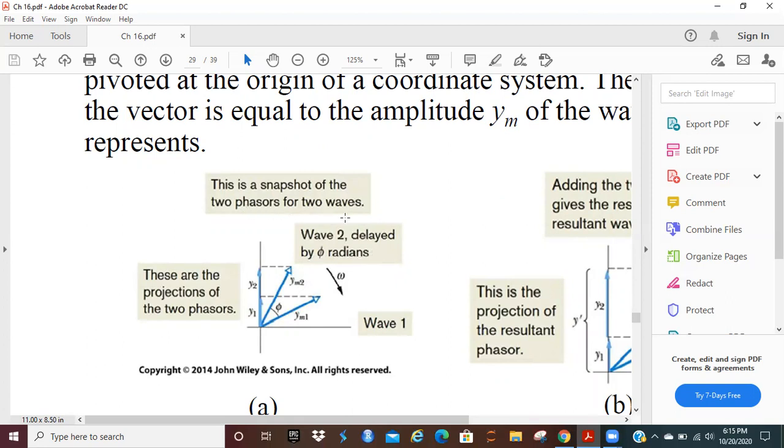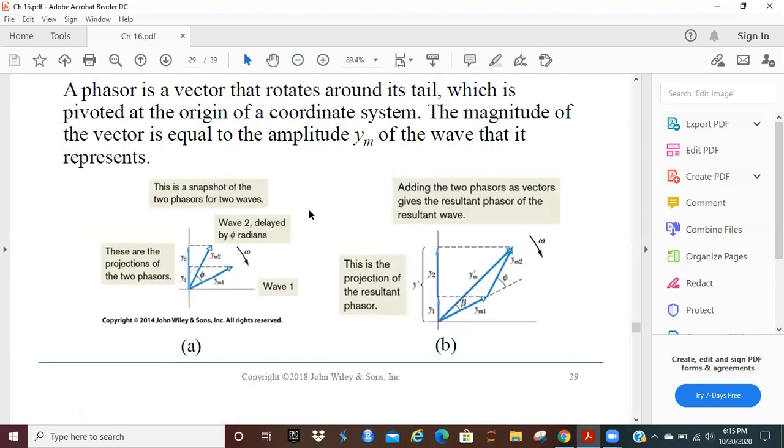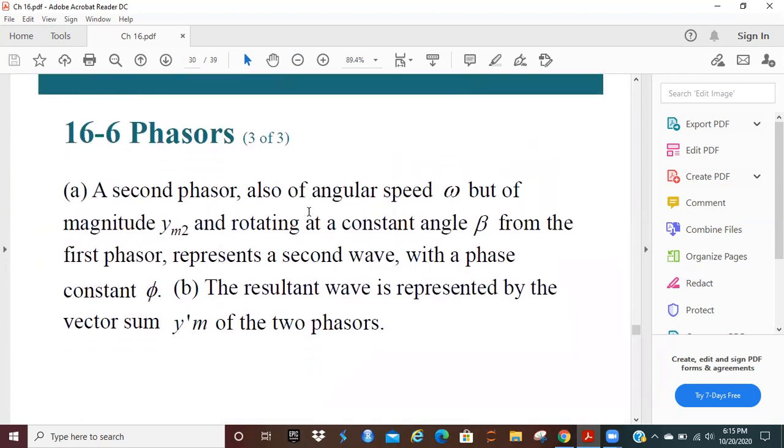This is just a snapshot of the two phasors for two waves. Wave 2 is going to be delayed by pi radians. And then you've got wave 1 over there. If you add the two phasors together, you get the projection of the resultant phasor. And so you can see the y component over here. It acts just like the other vectors that you've encountered up to this point.